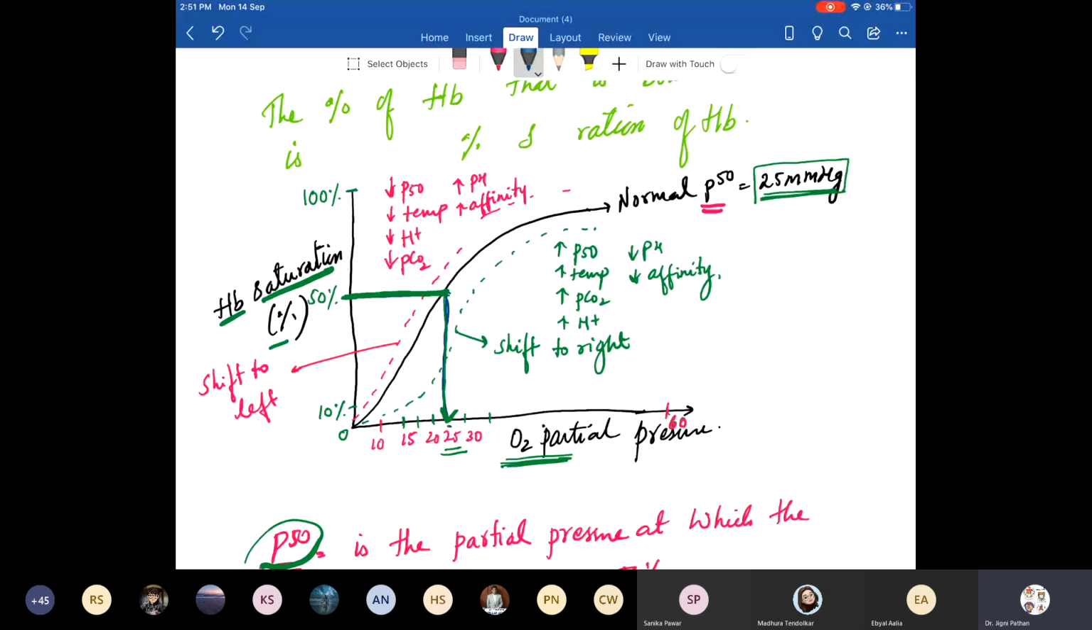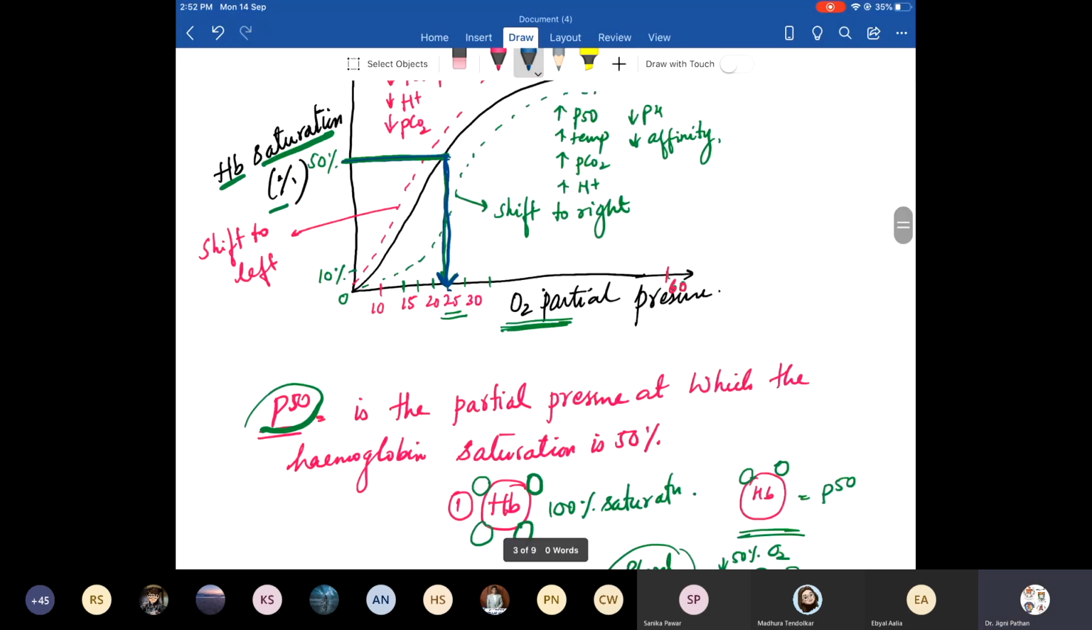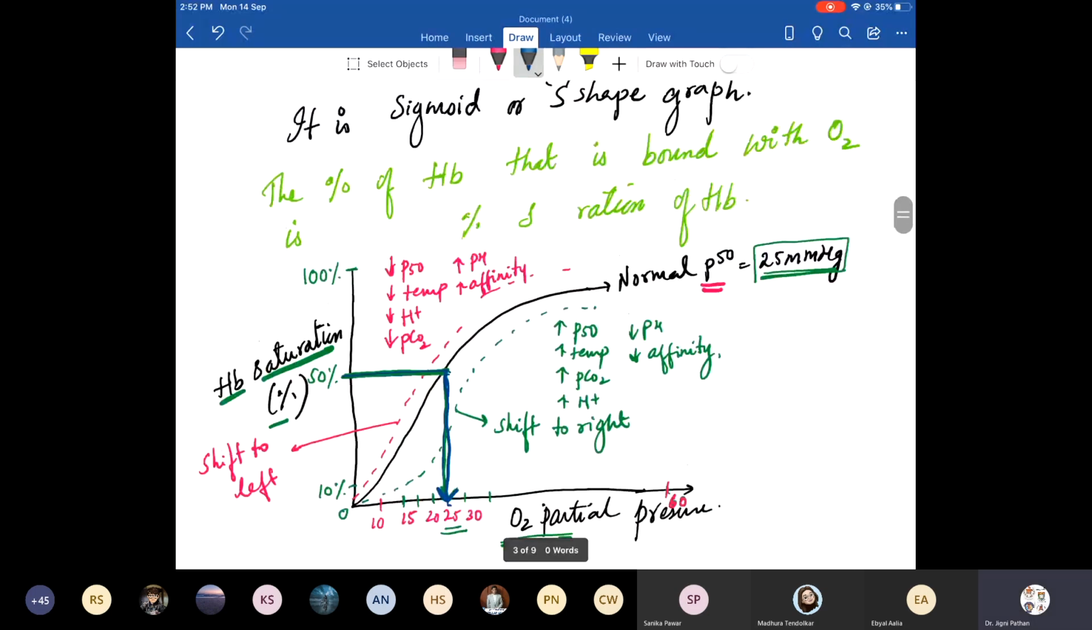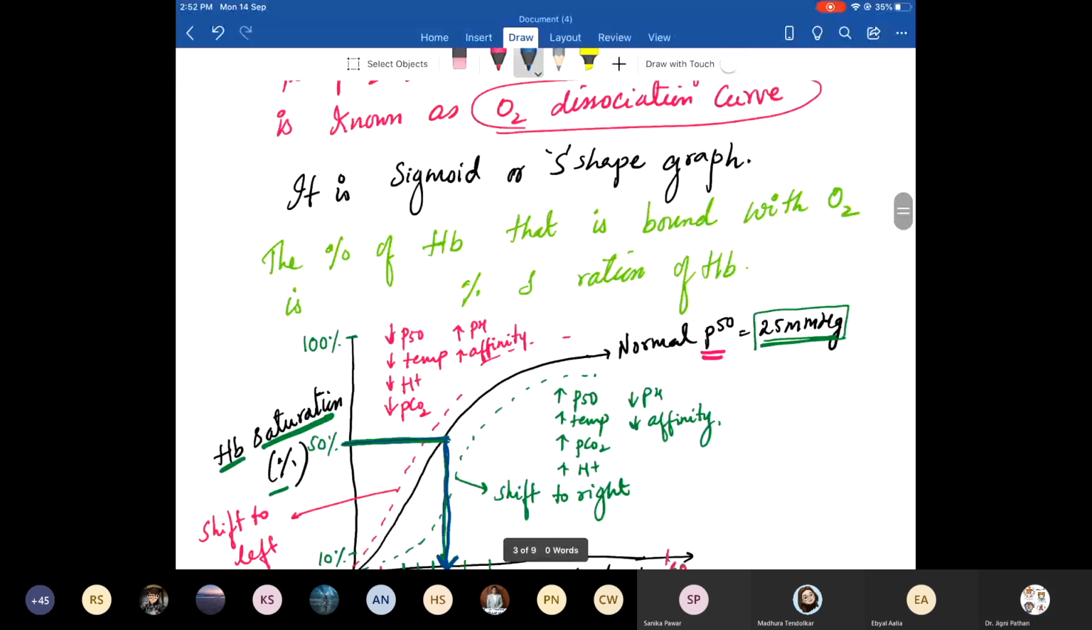Whenever the hemoglobin is binding and it comes to 25 mmHg, when you extrapolate the graph, it will come to 25 mmHg. It means the hemoglobin is saturated to 50%, not 100%. 100% of the hemoglobin is not occupied. There is still a chance the hemoglobin can bind to oxygen in the alveoli. Got this point? These are the normal values.